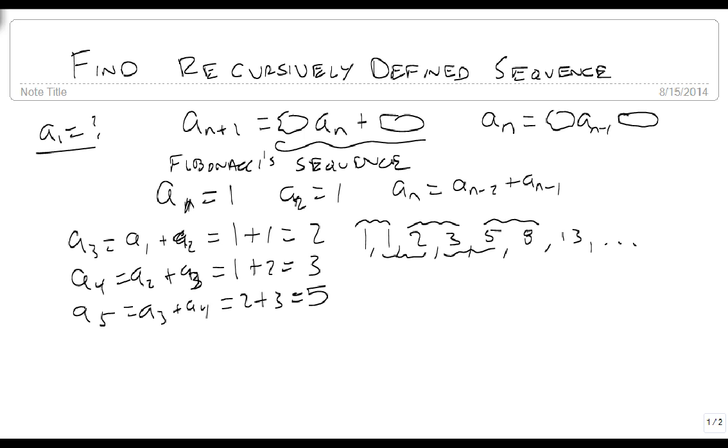Now the catch here is that in order to find this 13, I had to know both of these, which in turn required these and these, which goes all the way back until our base case. So we have to start at the beginning and work forward. We cannot start in the middle with recursively defined sequences very easily. So now that we know that, let's look at an example.